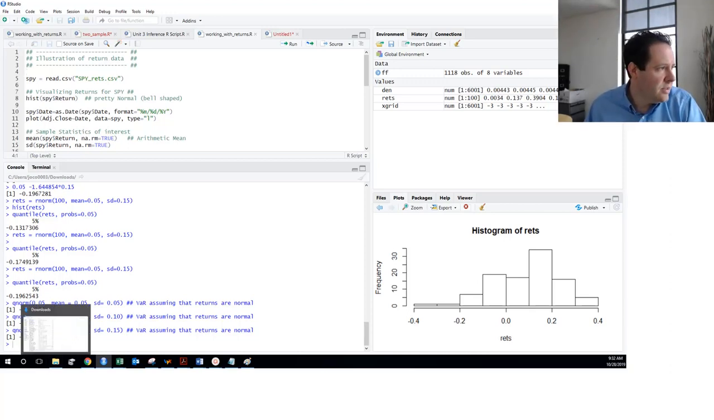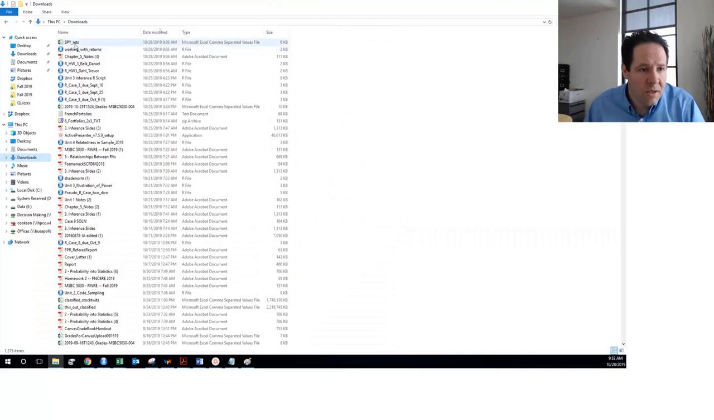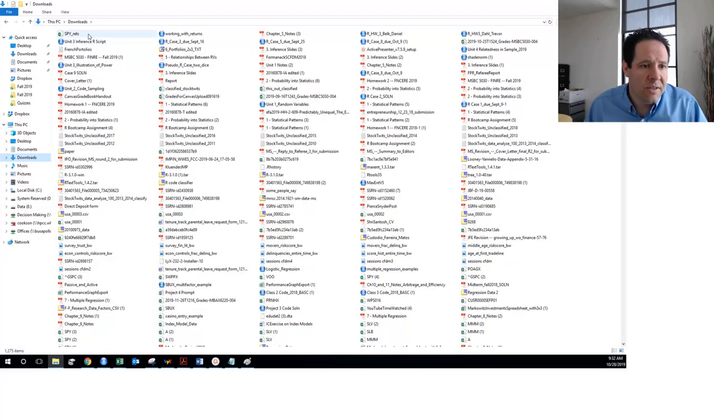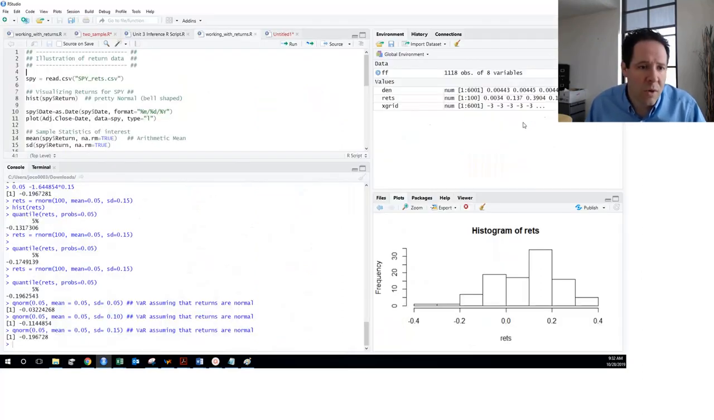That file is saved in my downloads folder. I'm going to show you where it's saved here. So it's saved here in my downloads folder. You can see it here. It's called SPY RETS. If you're in the class, you can download this. If you're elsewhere, you can follow along by just going and downloading that file.